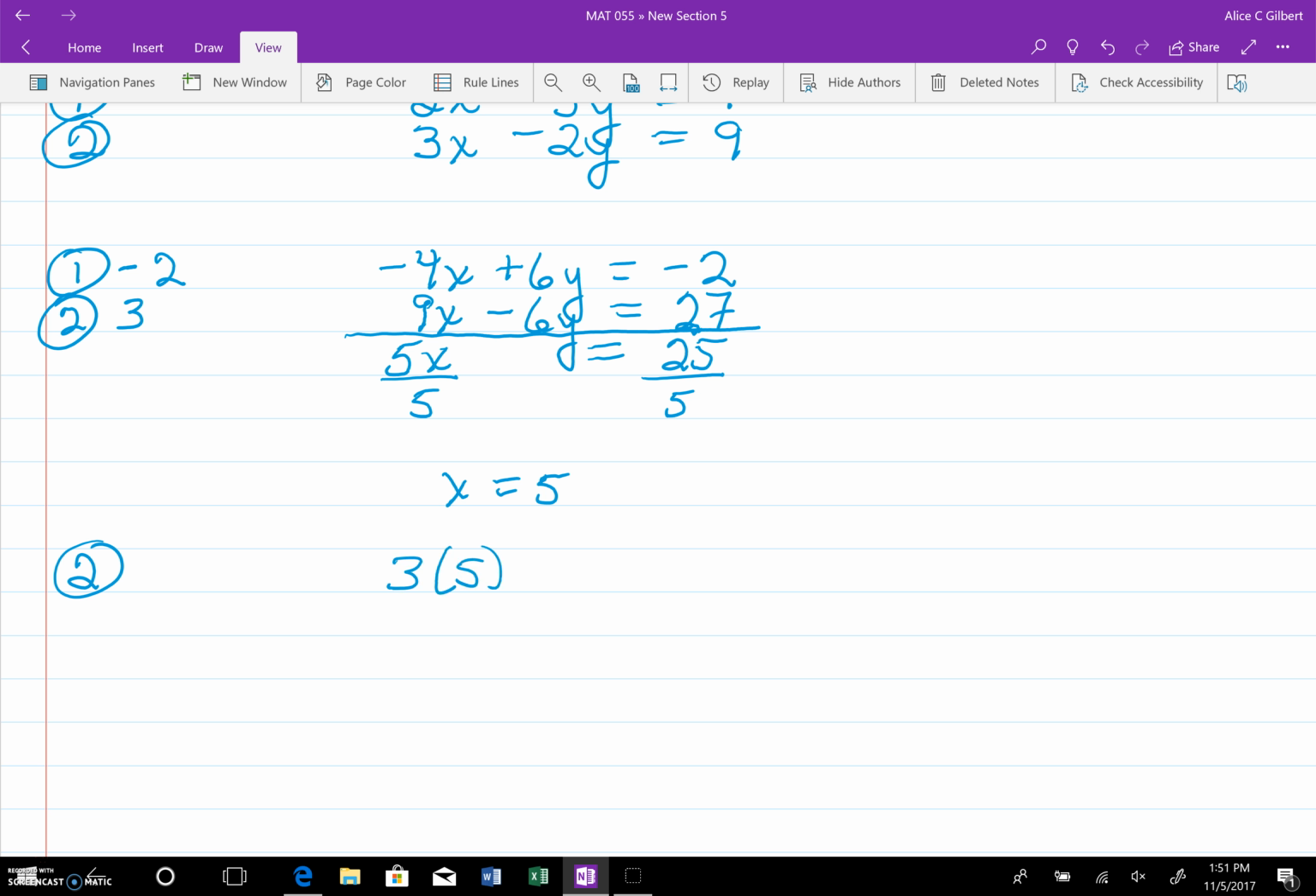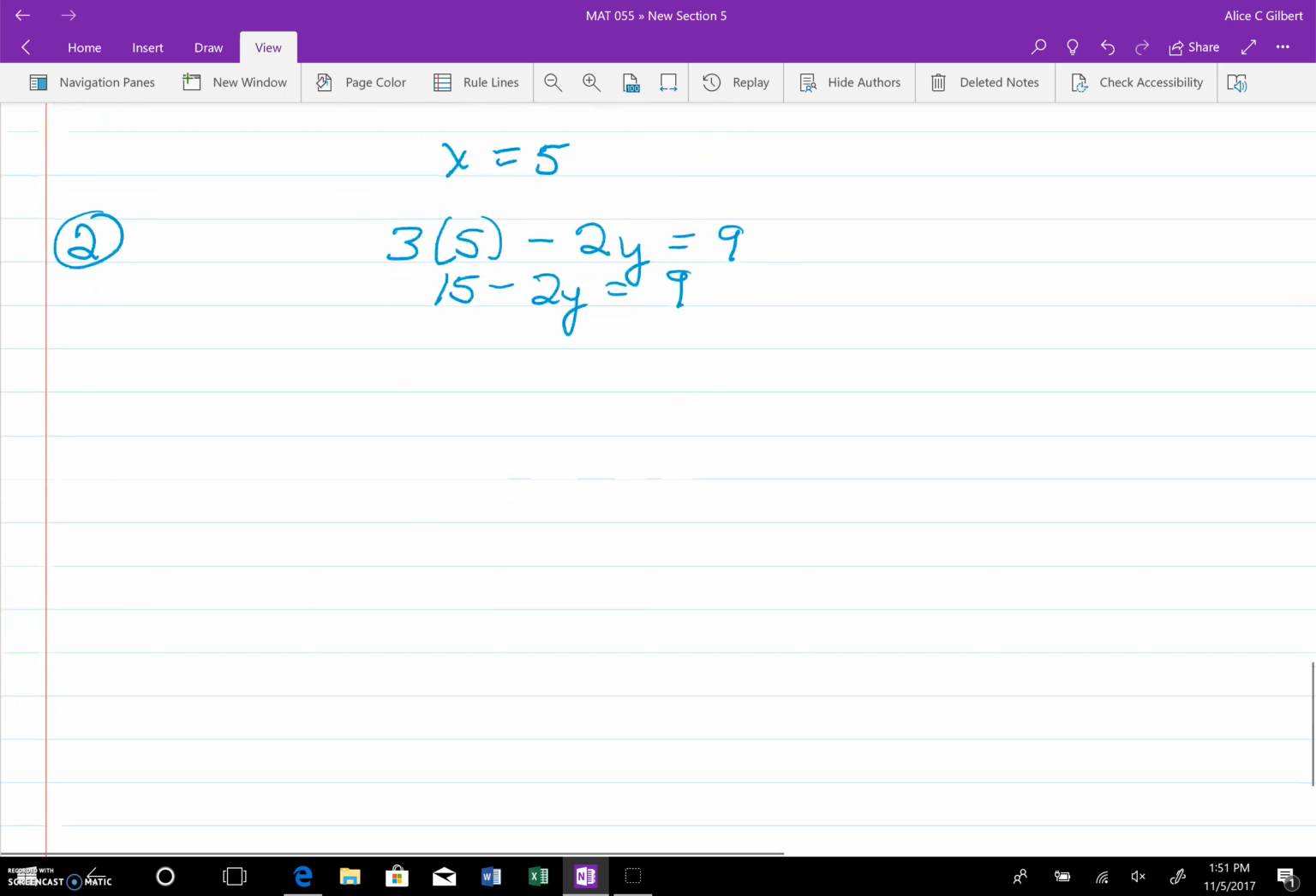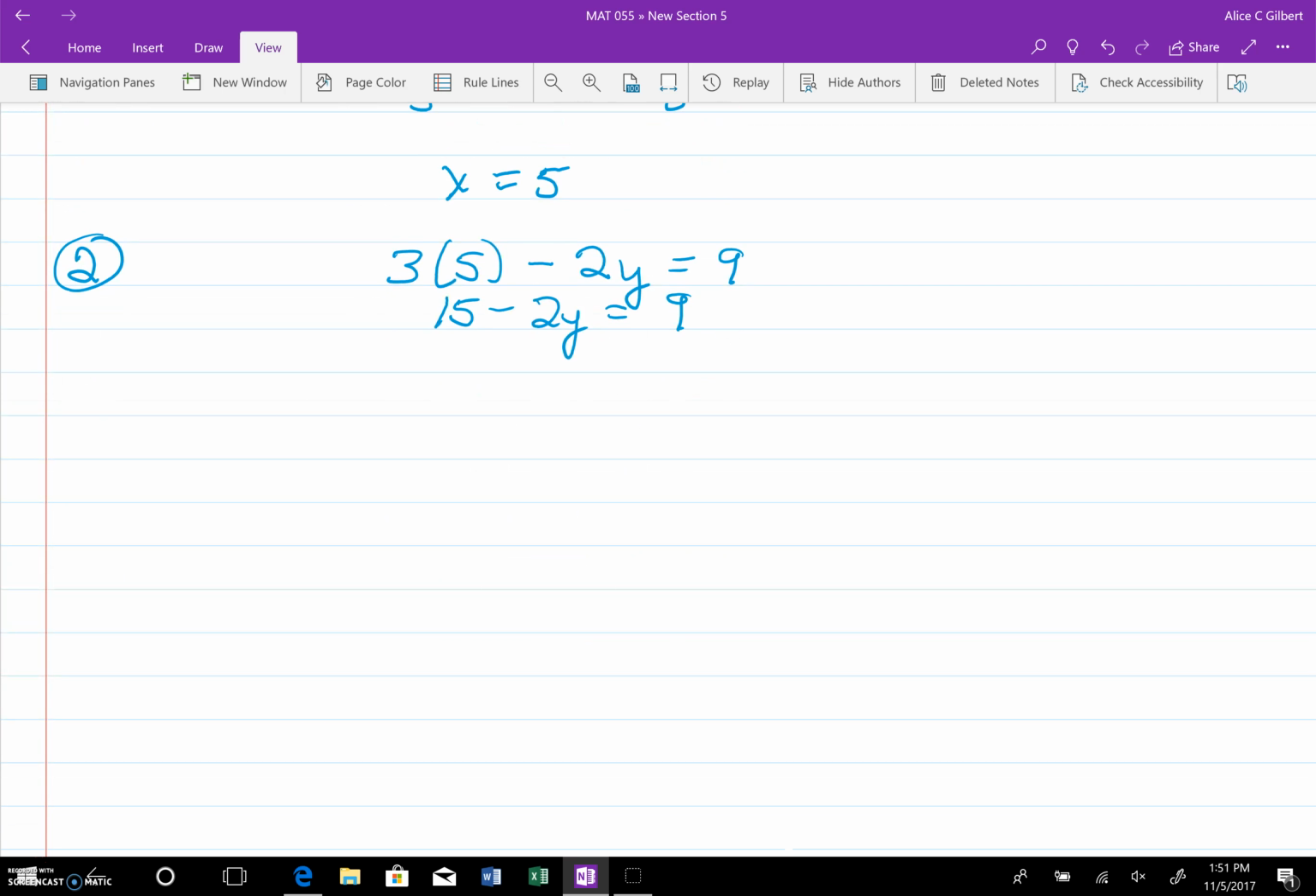So 3x, and my x is 5, minus 2y equals 9. So now this is 15 minus 2y equals 9. And I'm going to subtract 15 from both sides, and so I get negative 6. Then divide both sides by negative 2, and I get y equals 3. So, okay, my point is (5, 3).